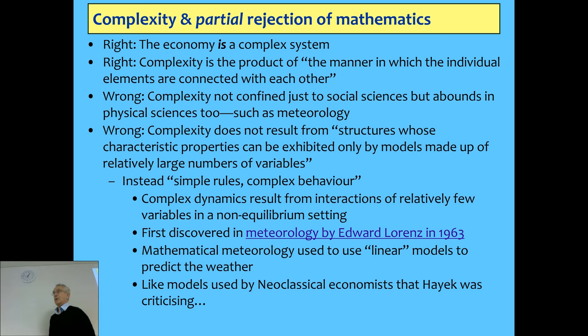So what mathematical meteorologists were using in the 60s is similar to what neoclassicals use today, in that they presume everything is linear. With a linear system, everything is additive. If you want to see what's going to happen, you add everything together. There's no interaction between the variables.